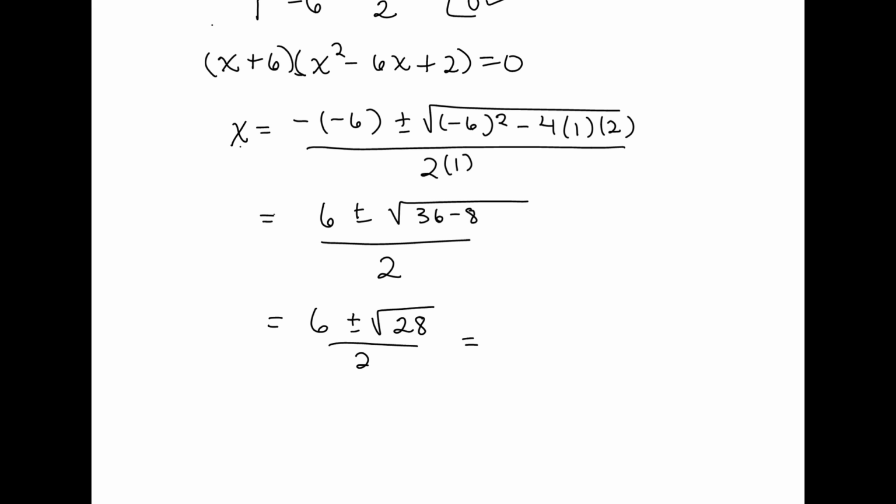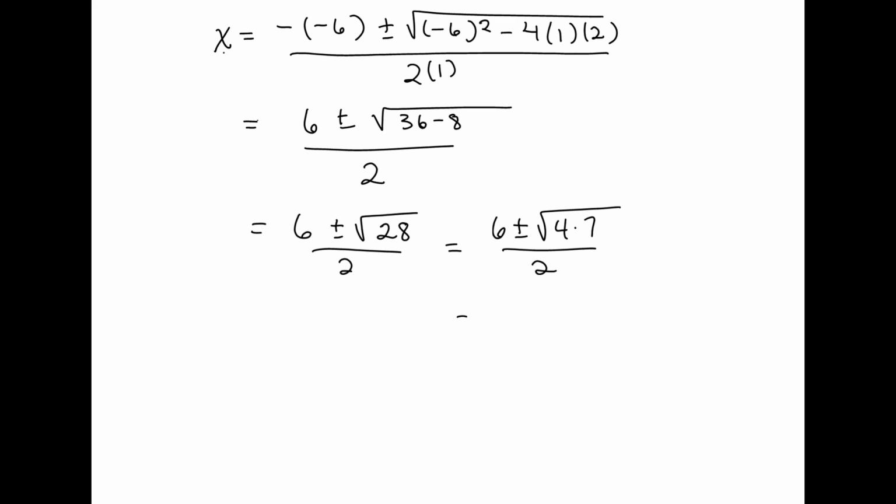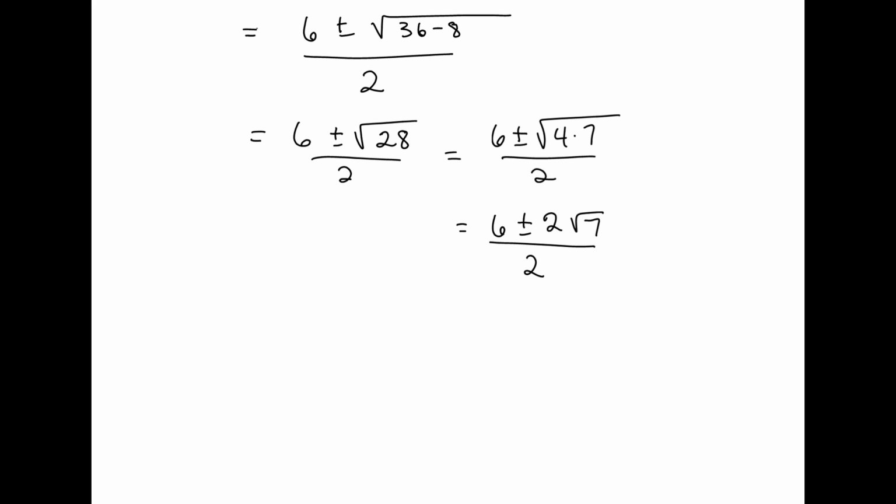Now this is not in simplest form. 28 has a perfect square factor of 4. So 6 plus or minus the square root of 4 times 7 over 2, which is going to give me 6 plus or minus 2 square roots of 7 over 2. And now again, this is not in simplest form because 2 divides 6 and 2 divides 2. So I'm able to simplify further.